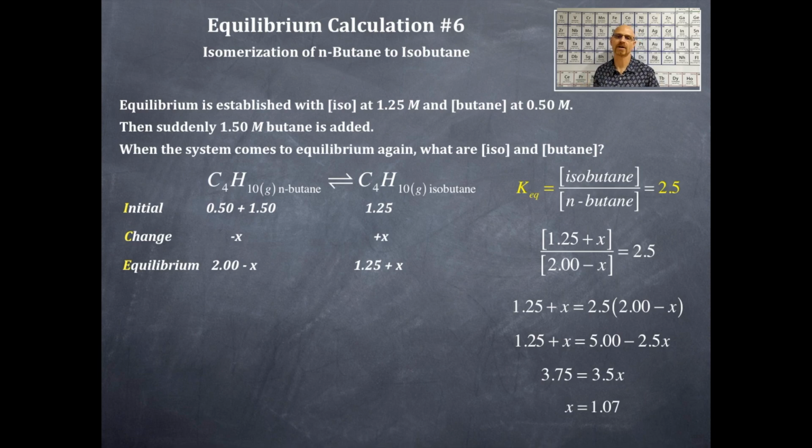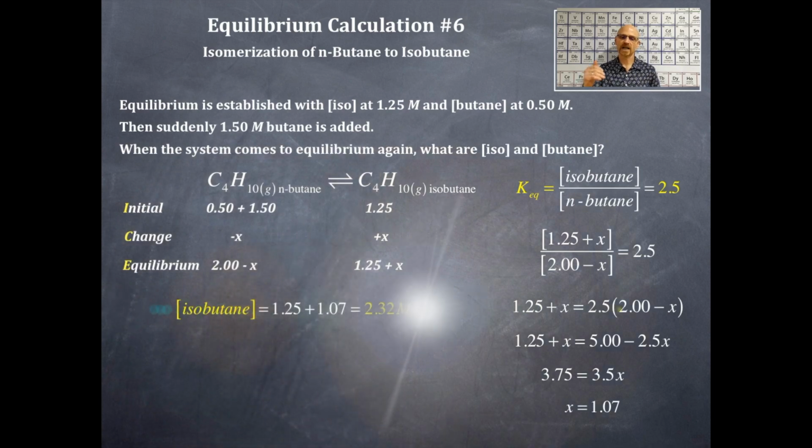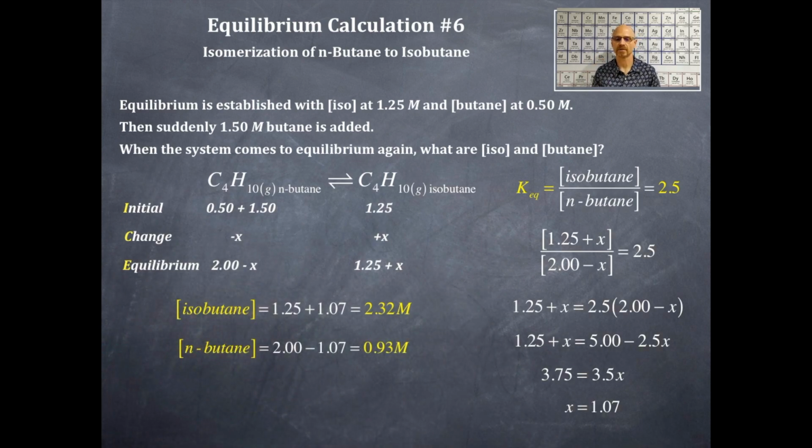What I do have to do now is plug this back into the equilibrium values. And I have the N-butane at 2.00 minus x and the isobutane at 1.25 plus x. So let's plug those in. For the isobutane, I got 1.25 plus x, which is 1.07, and I get a new concentration of 2.32 molar. Then for the N-butane concentration, I'm going to take the 2.00 minus the 1.07, which was x, and I get 0.93 molar. So those are my new concentrations at a new equilibrium establishment, if you will.